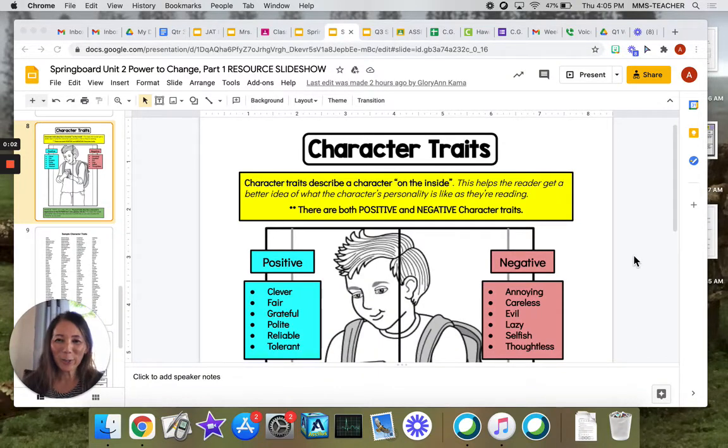Okay, for today's language arts lesson, we are working on character traits. And you're going to need your composition book, and the page that looks like this, character traits, and this page as well with a list of character traits. On the screen, I am on resource slide number 8, and I'm going to also use number 9. On resource slide 8, it says character traits.